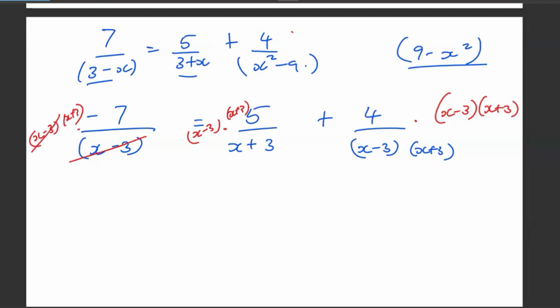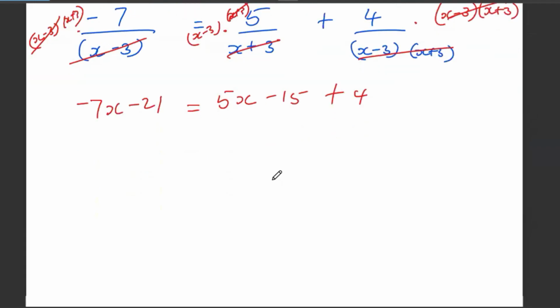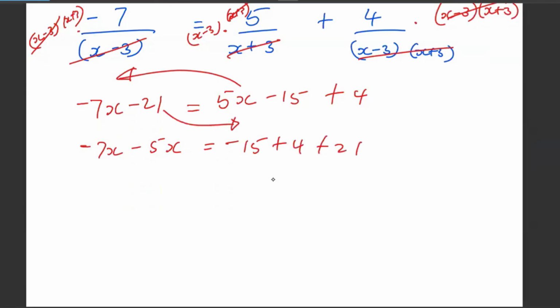So this cancels that. I'll be left with a negative 7 multiplied by the x plus 3, which is going to be negative 7x minus 21. This cancels that. I'll be left with 5x minus 15. These two will cancel. Then I'll have something like that. Now, denominators are gone. For as long as denominators are out of the way, then life is easier for me. I'll move the 5x to that side. So negative 7x minus 5x. Then I'll have negative 15 plus 4 plus a 21 when I move it aside.